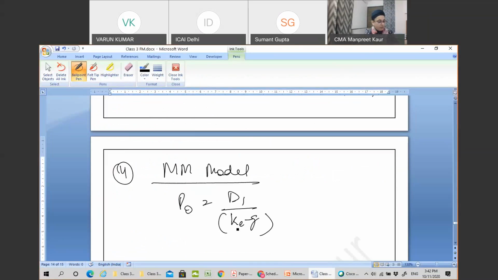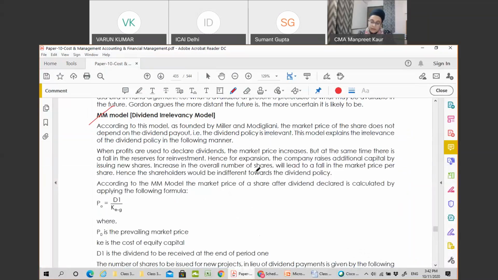The formula is the same. And what is the difference between the Gordon model and the other model? We will discuss. It was founded by Miller and Modigliani. The market price of the share does not depend upon the dividend payout ratio. When profits are used to declare dividends, the market price automatically increases. At the same time, there is a fall in the reserves for reinvestment.